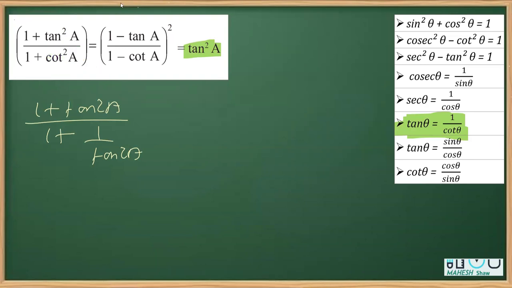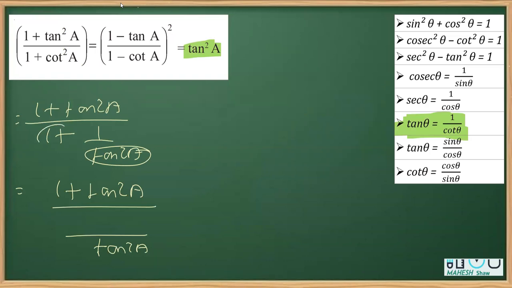Now, if I take LCM, the numerator is 1 plus tan square A. And if I take LCM over here, the LCM is what? Tan square A. Tan square A multiplied by 1 is tan square A, plus 1. So the equal to sign is over here.